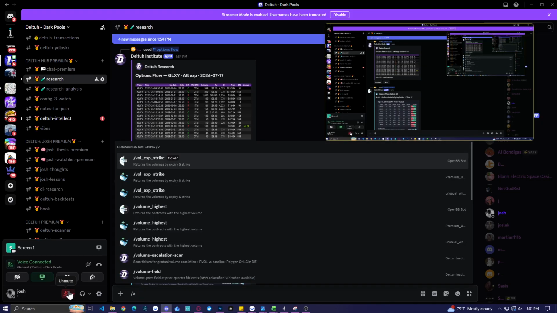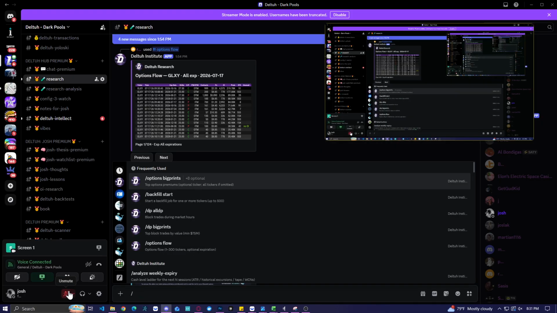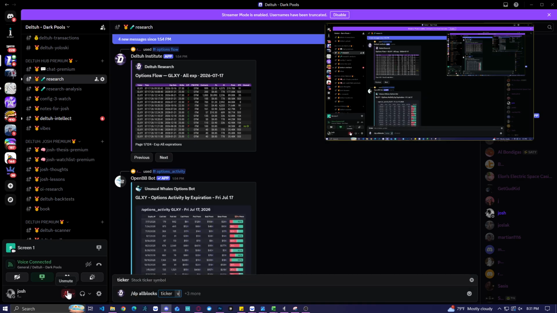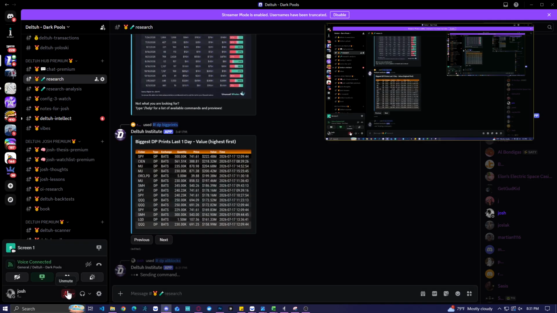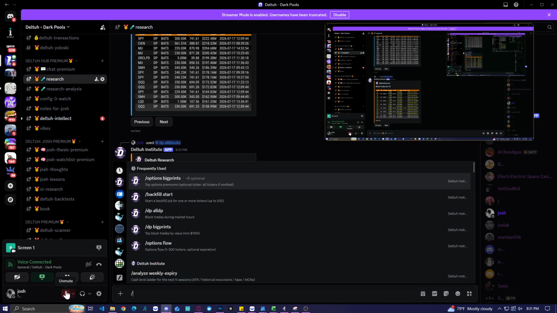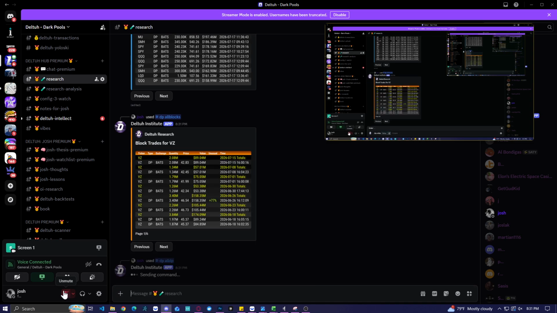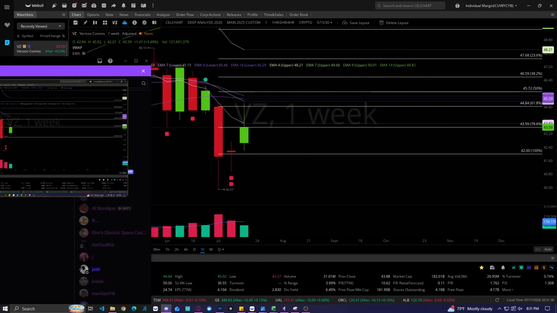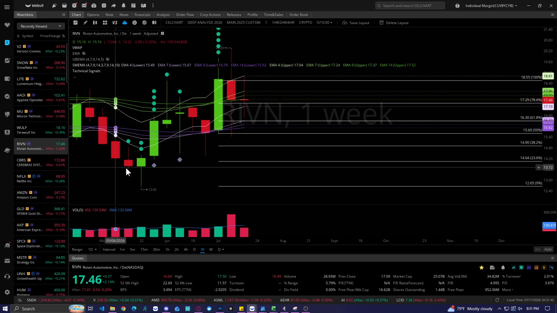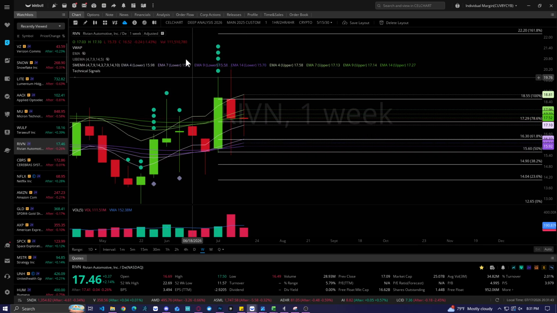Let me see. So with Rivian there, those EMAs, it was bouncing in between them, but those other weekly candles wicked up past them and then shot back down. Why did you play within those bands? If that makes sense.